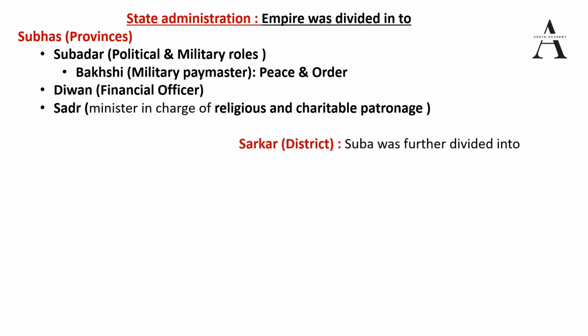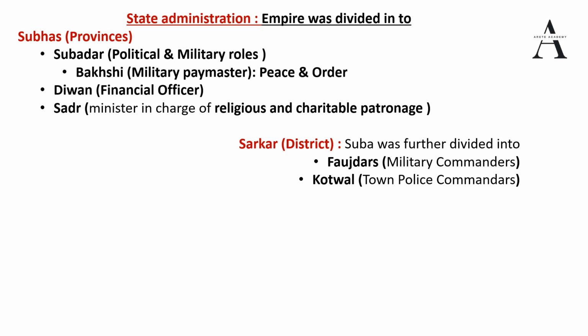Next, coming to the smaller unit. Suba is at the province level. Next is Sarkar, that is district level. Suba was divided into Sarkars, and Faujdars took care of the military responsibilities at the district level, that is Sarkar. Kotwals were the town police commanders. Amins were there to impose imperial regulation, checking whether imperial orders were being implemented or not, at the Sarkar level, the district level.